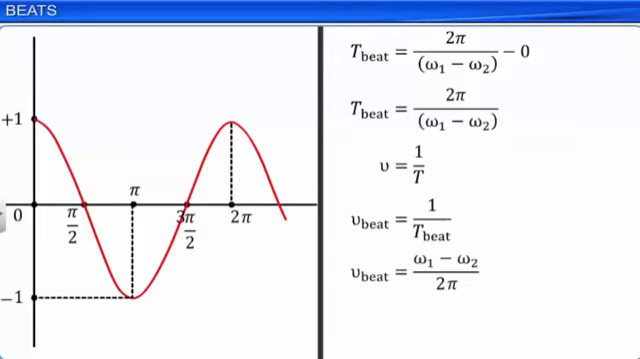We know that omega 1 is equal to 2 pi nu 1, and omega 2 is equal to 2 pi nu 2, where nu 1 and nu 2 are the frequencies of waves 1 and 2 respectively. Substituting these values in equation 4 and simplifying, we get nu beat is equal to nu 1 minus nu 2.